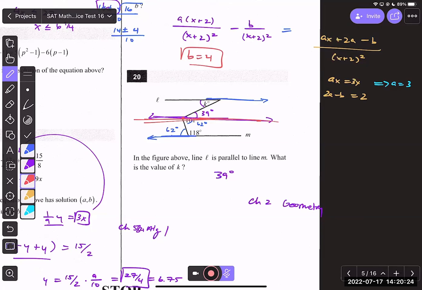But again, this is in chapter 2 of the geometry book. I want to say 2.4. That you pretty much see this exact problem. So 2.4 is where you see this. Any questions over either problem number 19 or problem number 20?